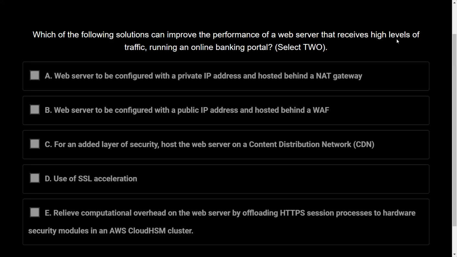C, for added layer of security, host the web server on a content distribution network. D, use of SSL acceleration. E, relieve computational overhead on the web server by offloading HTTPS session processing to hardware security modules in AWS CloudHSM. So I see C, E.